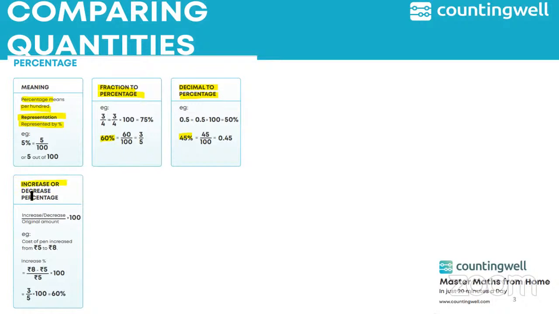Let us see increase or decrease in percentage. It is increase or decrease upon original amount into 100. So if the cost of a pen is increased from rupees 5 to rupees 8, the increase in percentage will be the difference between the cost, that is 8 minus 5, divided by the original cost of the pen or the initial cost. So it will be 5 rupees. So we have 3 by 5 into 100, which is 60%. So when we say the cost of the pen is increased from rupees 5 to rupees 8, it is nothing but we have got a 60% increase in the cost of that pen.